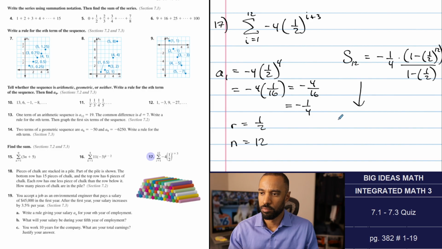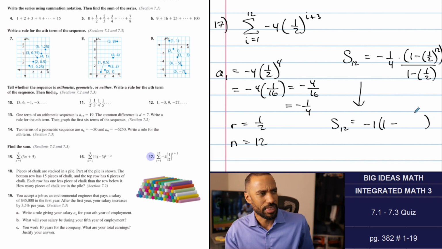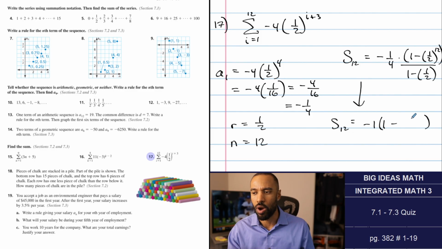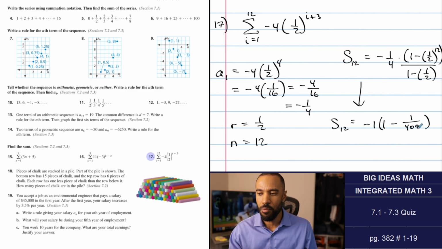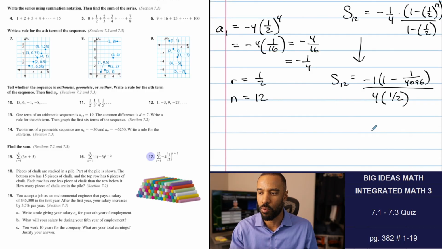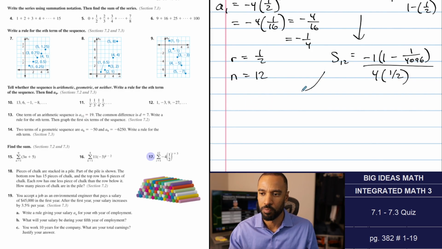So negative 1 times whatever happens here. This is 1 minus, I think 2 to the 12th power, I think it's 1 over 4096. I want to try and see how much I can do without the calculator here. 1 minus 1/2 is indeed 1/2. Oh, and there's a 4 down here as well. So 4 gets to multiply with 1/2, and we know half of 4 is 2.